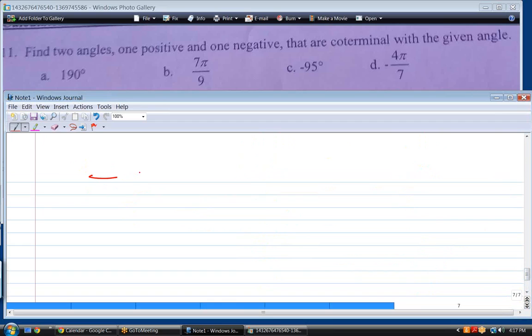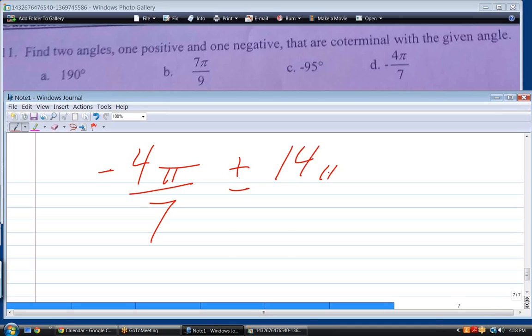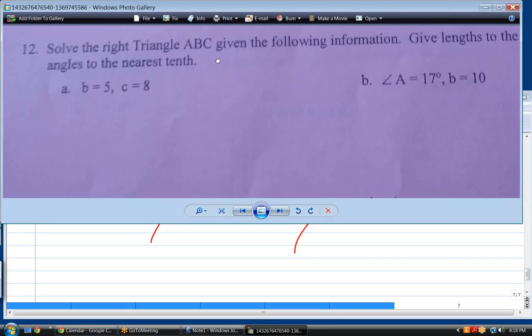And how about a negative angle? Plus or minus 360. Good. And how about a negative radian angle? Plus or minus 14 pi over 7. Very good. Everybody else would tell me 2 pi, but you've already converted it to a common denominator. Okay. We don't need to go over those. You know those.